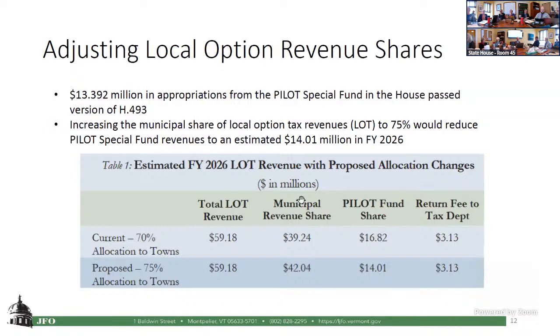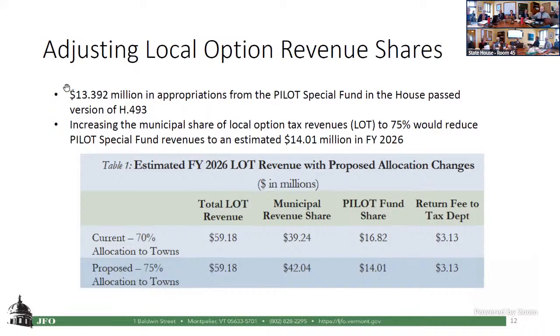And then this table is from the 397 fiscal note. Within that bill, there is an adjustment of the pilot special fund, the share between what municipalities get and what the pilot special fund gets. And that adjustment would leave $14 million in the fund if it were to be enacted.